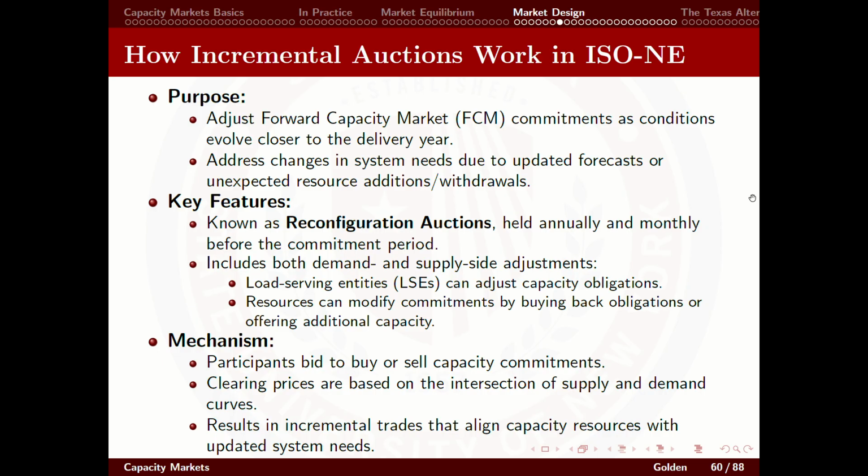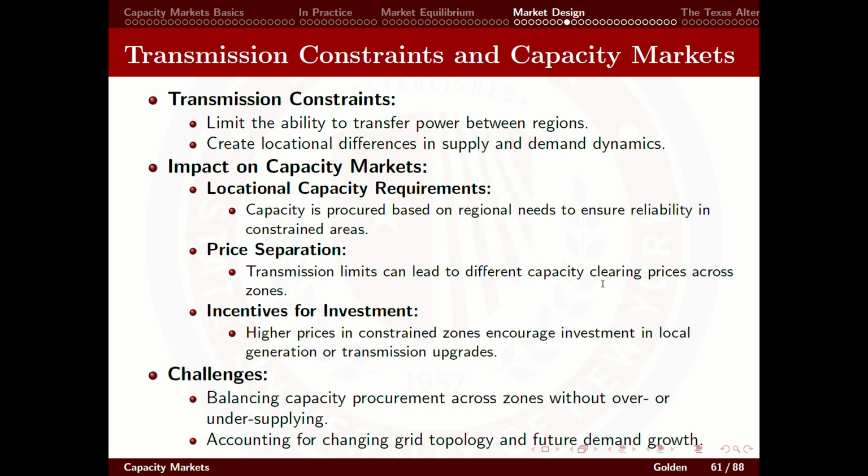willing to procure. So both demand and supply side adjustments, load serving entities can adjust their obligations, and resources can modify their commitments by buying back obligations or offering additional capacity. And it results in incremental trades that align capacity resources with updated system needs.